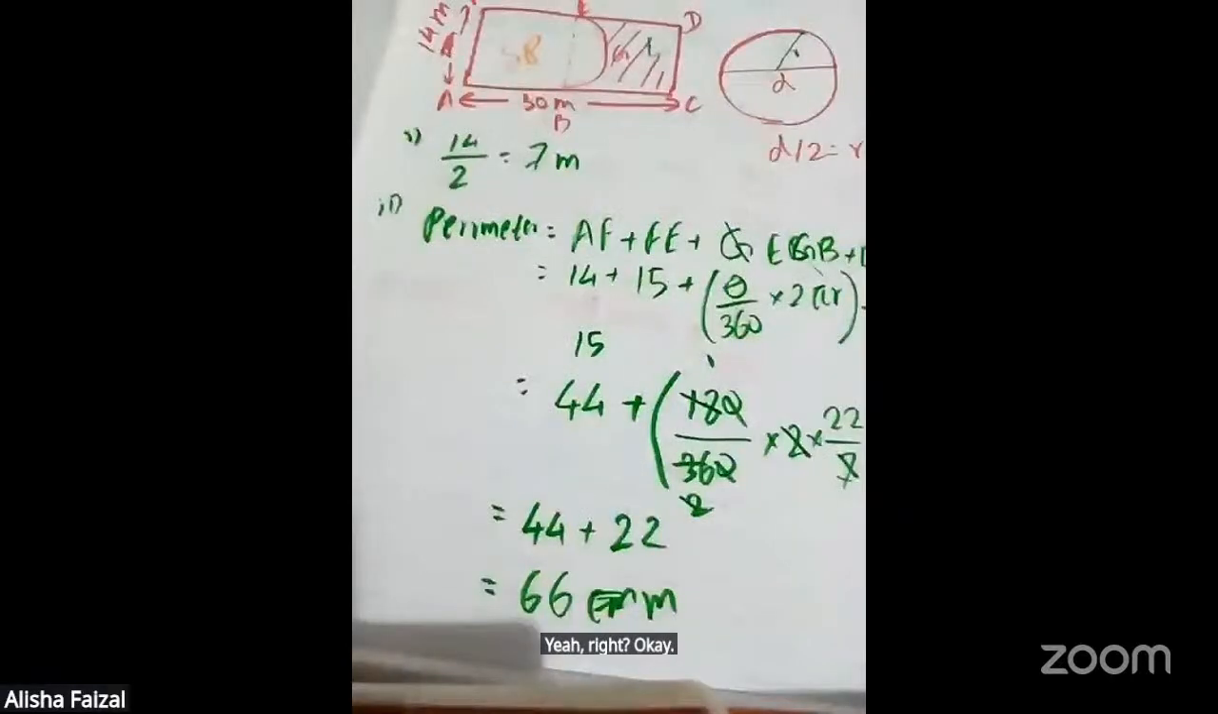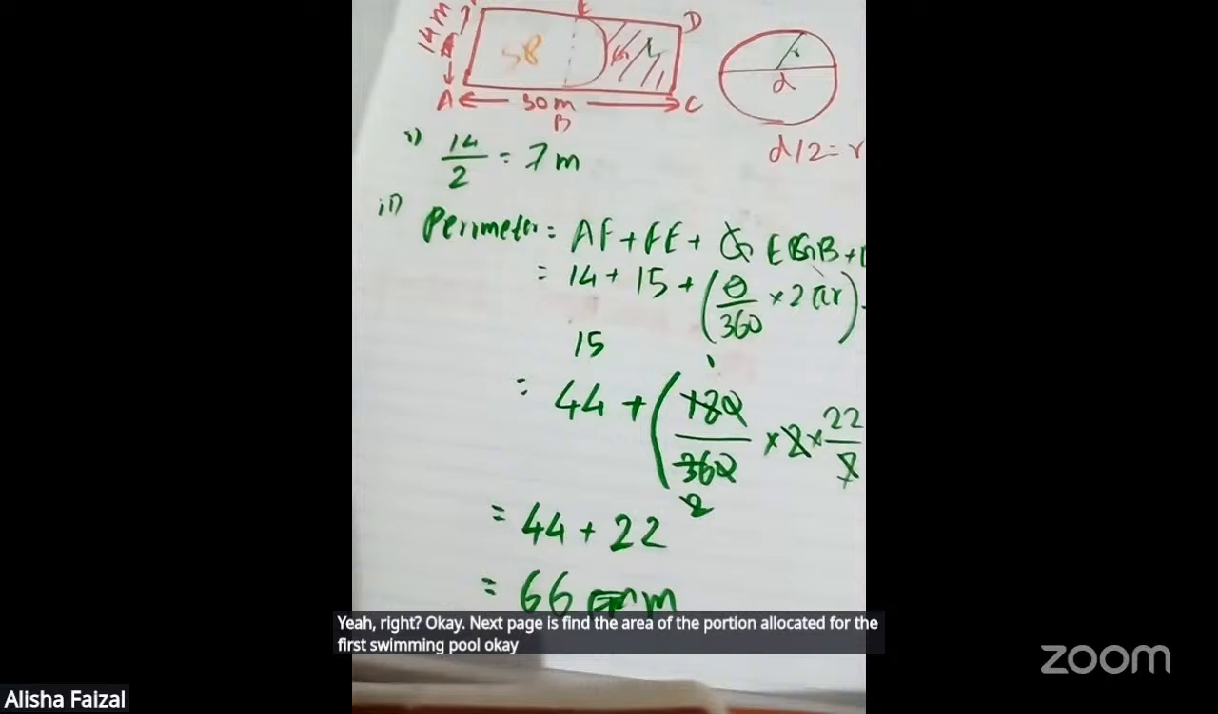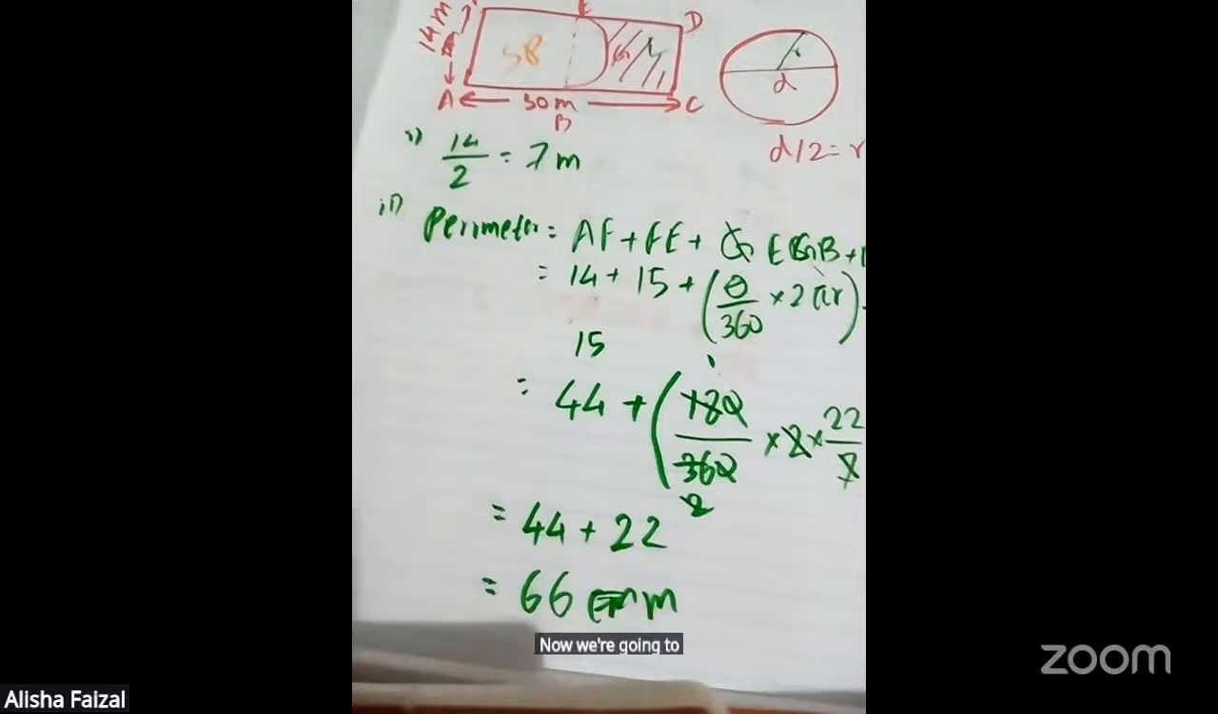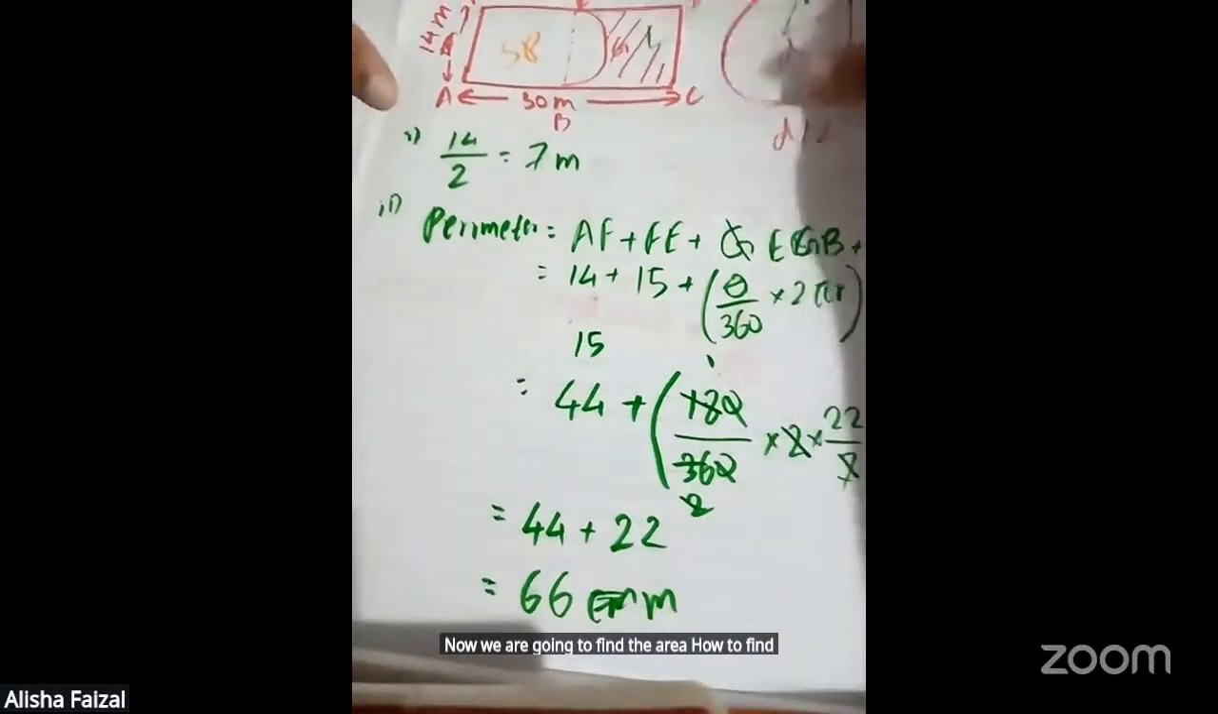The next part is: find the area of the portion allocated for the swimming pool. Now we found the perimeter, and now we're going to find the area. How to find the area?